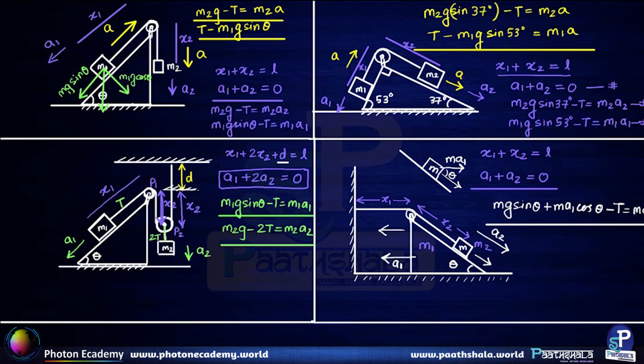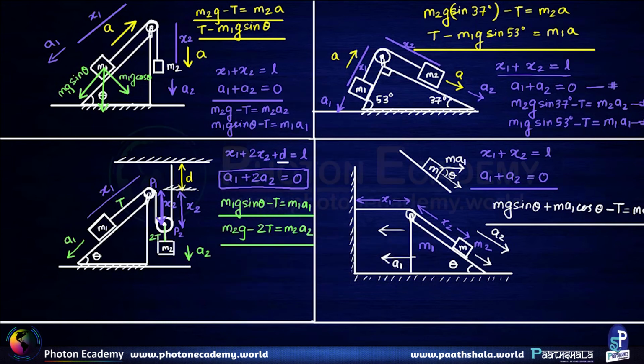Even if at this point in time the listener would not possibly understand this particular equation because of being non-familiar with the concept of pseudo force and how to use it in Newtonian dynamics, in that case I implore the listener to only focus upon the constrained motion equation, which is a1 plus a2 is equal to 0. Now the next equation is to be written for the mass m1.